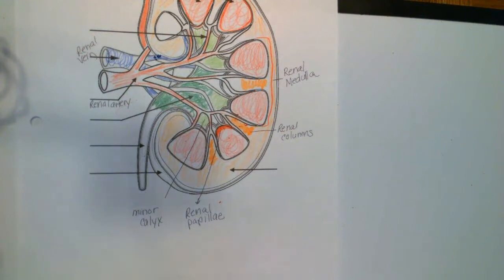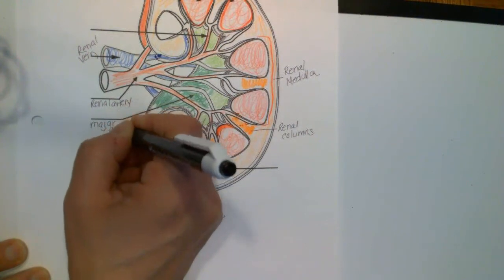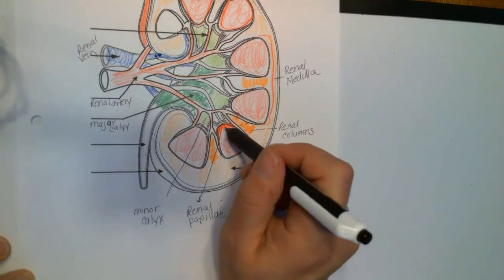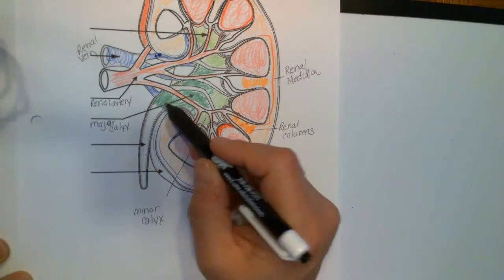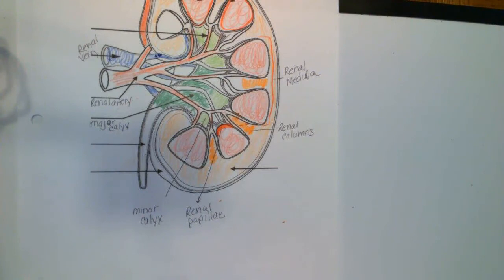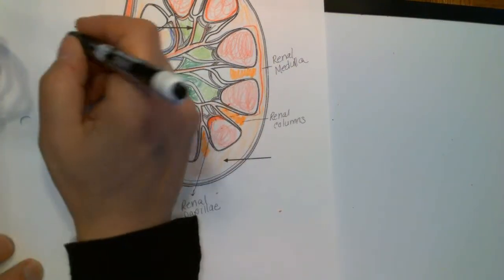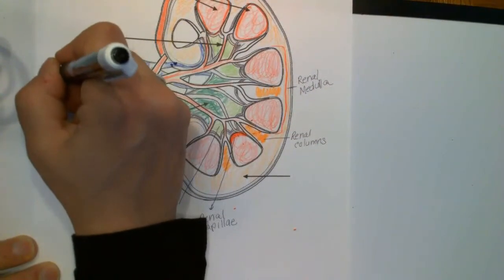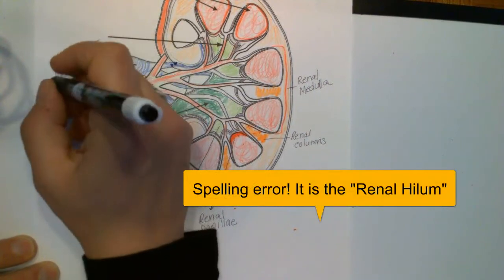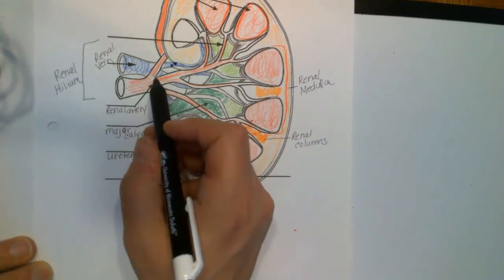So we'll label this one. You got an arrow that's pointing to it already. We'll label that the major calyx. So the minor calyx is going to receive the urine from the renal papillae. It will then deliver it to the major calyx, which will then deliver it to the ureter. And so we'll put the ureter down here. Now, this whole section here has the renal vein and the renal artery. This is called the renal hilum. And there's also a nerve that would be going in there as well.